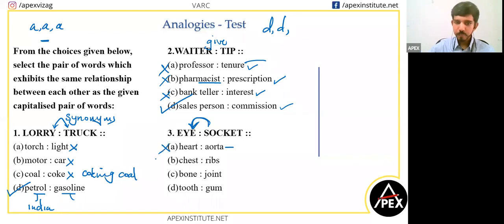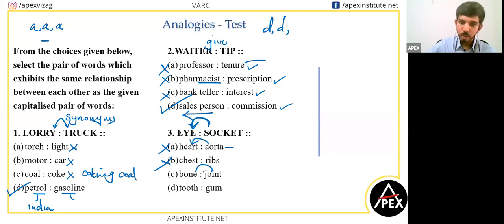No. Ribs do not hold the chest in place. The ribs hold some other things in place, might be lungs. But the chest is made up of ribs, lungs, heart, and a lot of other things. So ribs don't hold the chest in place. Ribs are a part of the chest. I'm going in this direction because our question was in this direction. Socket holds the eye in place.